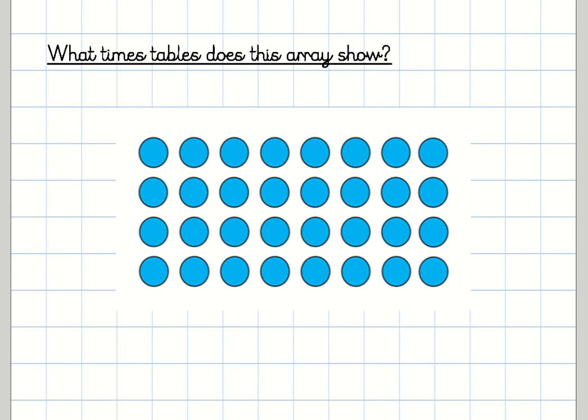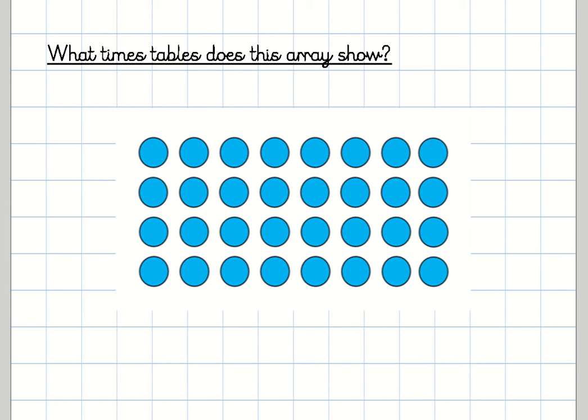We've been using arrays a lot in maths, especially when it comes to multiplication, because they're a really good way of visualizing what the multiplication looks like. So what times table did this array show? Remember, we look at how many are down the side and how many are along the top.